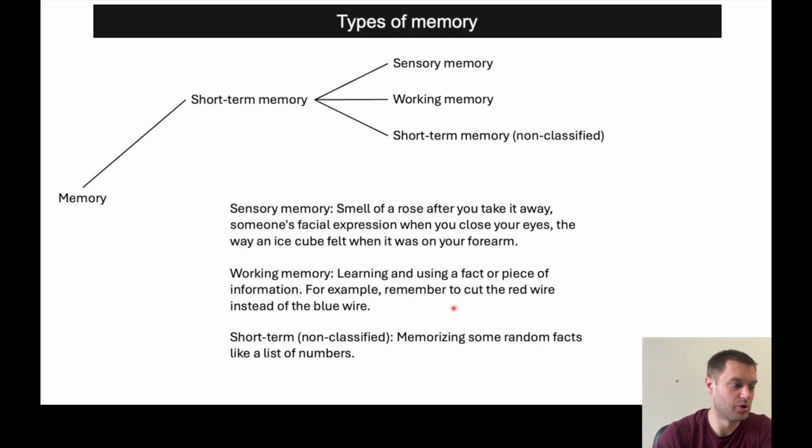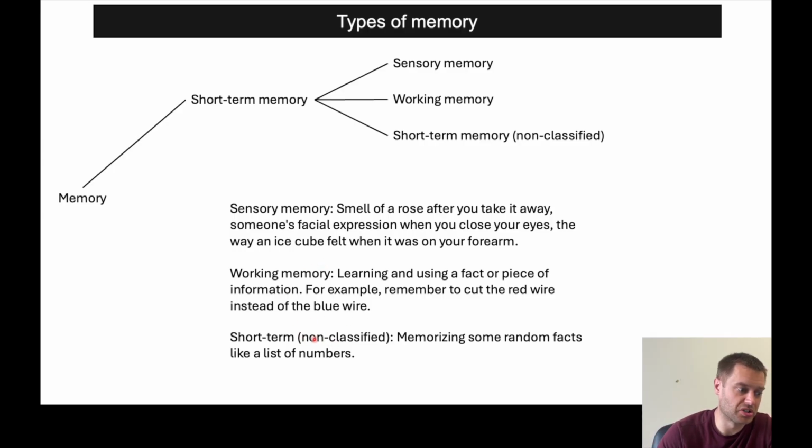So, remember to cut the red wire instead of the blue wire. You have the movie scene, the guy is trying to disarm the bomb, and there's a red wire, blue wire, green wire, whatever, and the person on the phone says, "Oh, cut the green wire," and then all of a sudden the voice is gone, and they have to remember that information and act on it. So that's working memory. I have this down in non-classified, but you could also put this in working memory. If I were to say, "Remember the digits 5, 6, 7, 8, 9," because you're going to need to put that into the door to get into the animal facility, that could be an example of working memory.